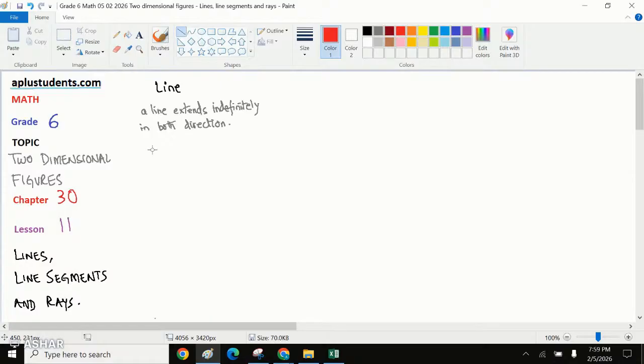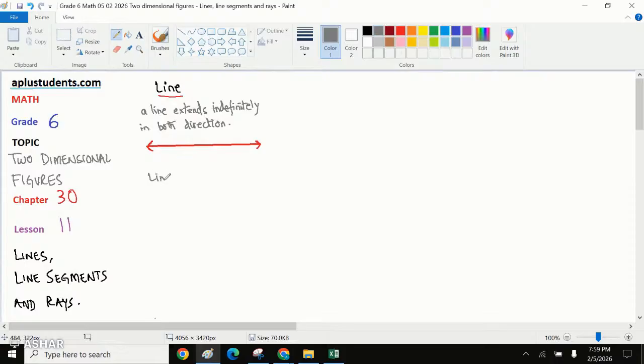That means if this is a line, the line will have arrows on either side. This is a representation of a line. If we say we draw a line, it's our choice how long the line would be.